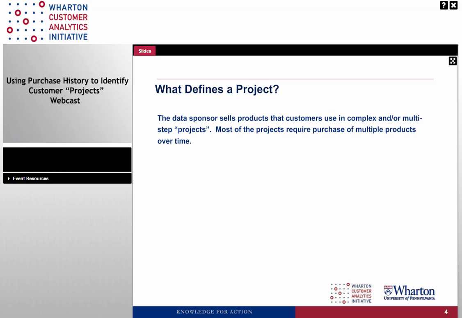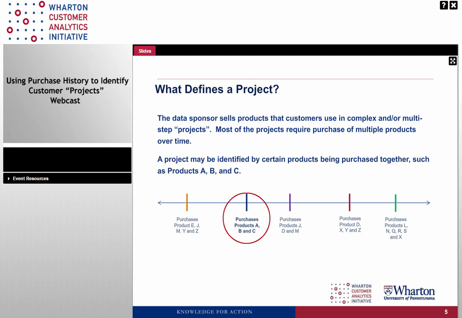Most of the projects require multiple products purchased over time. So how do you define one of these projects? It could be identified by a group of products being purchased together. In this example, this is one customer purchasing at different points, different numbers of products, and perhaps A, B, and C are products that are purchased together that indicate that the customer is working on one particular kind of project.